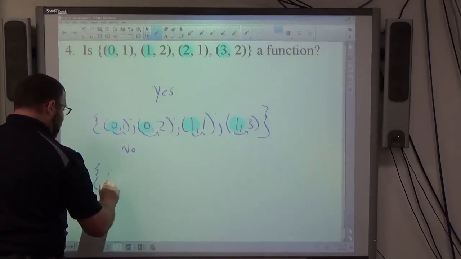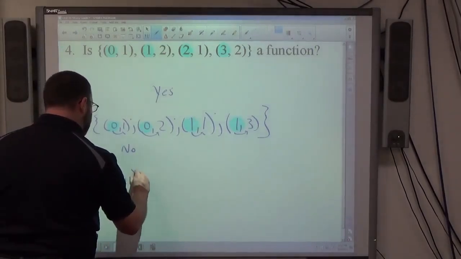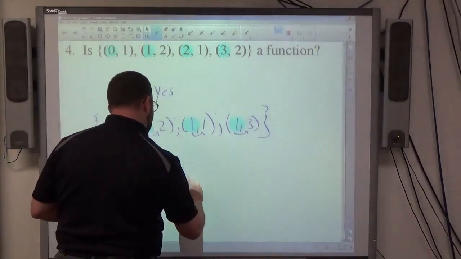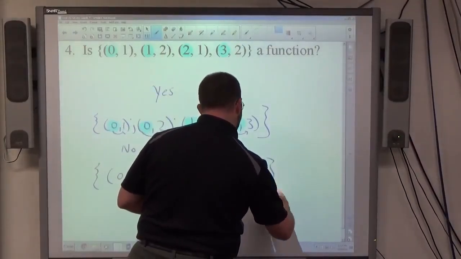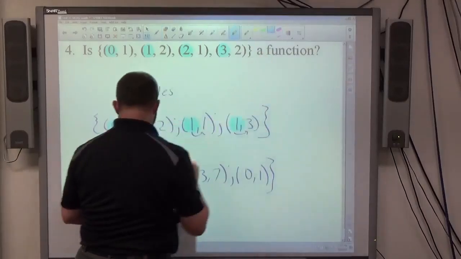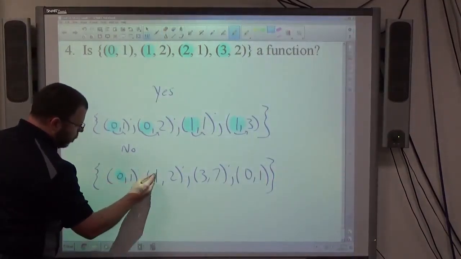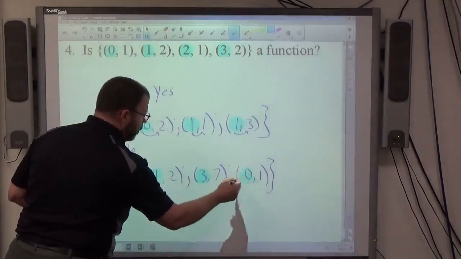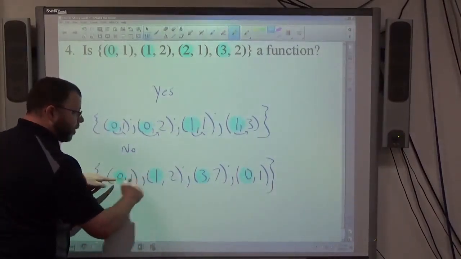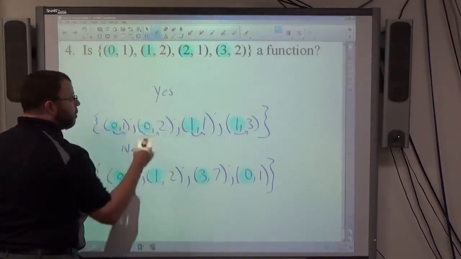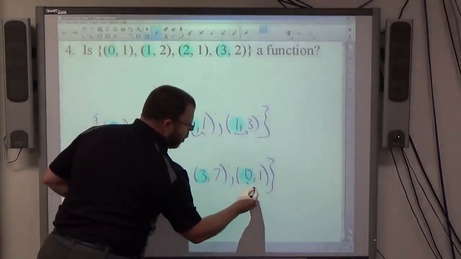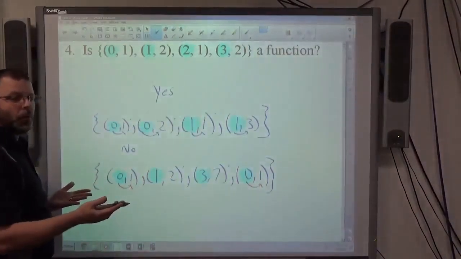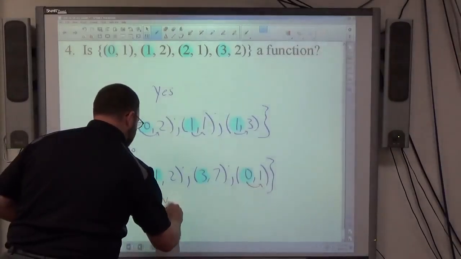Another situation where that happens, let's say we have (0, 1), (1, 2), (3, 7), (0, 1). And we go with this whole thing, are they different? So 0, 1, 3, 0. The zeros obviously are the same, but if we take a look, this 0 is leading us to 1, this 0 is also leading us to 1. They're the same point, so that's still a yes.